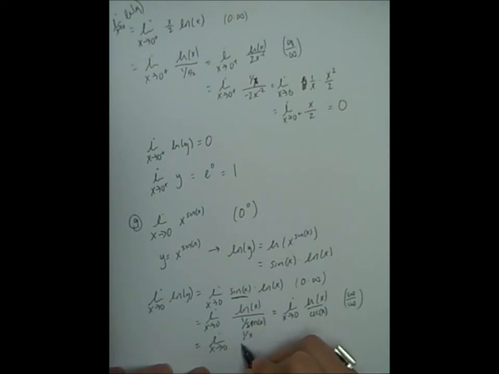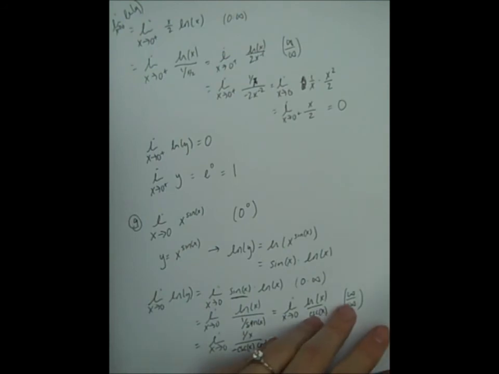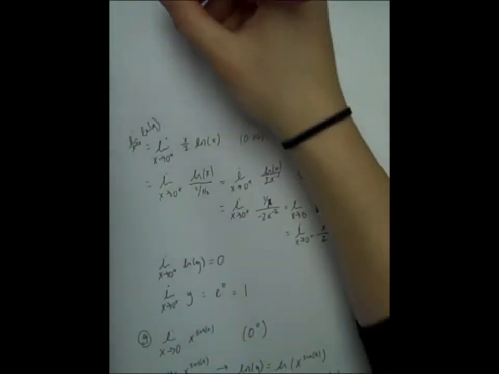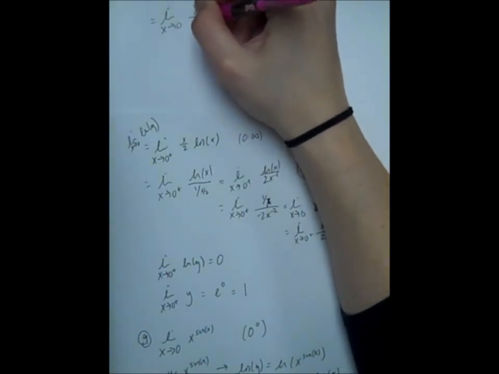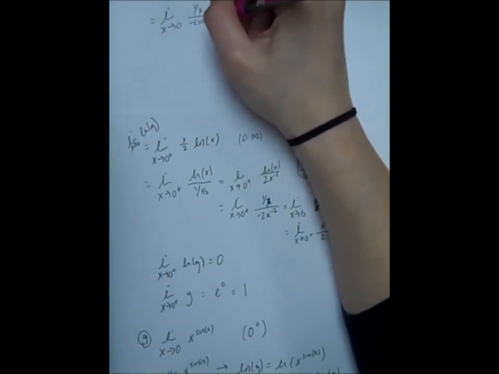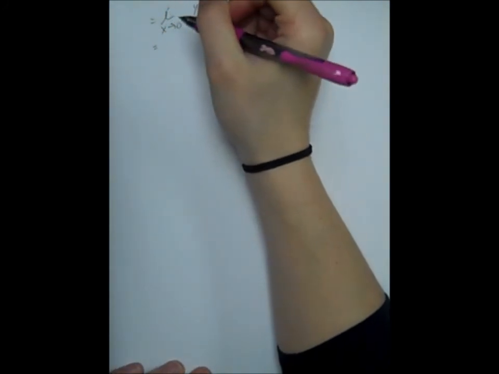So I'll get 1 over x for the derivative of natural log. And now what's the derivative of cosecant x? That would be negative cosecant cotangent. So far I have that I'm looking at the limit of 1 over x, negative cosecant x, cotangent x. So I've taken the derivative, and let's see if this has helped us any.